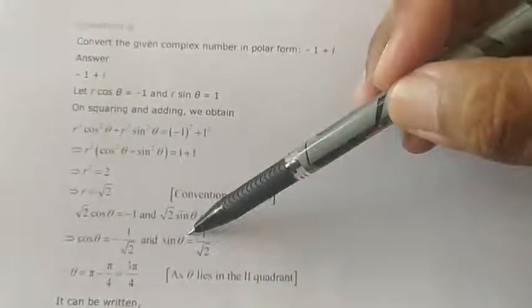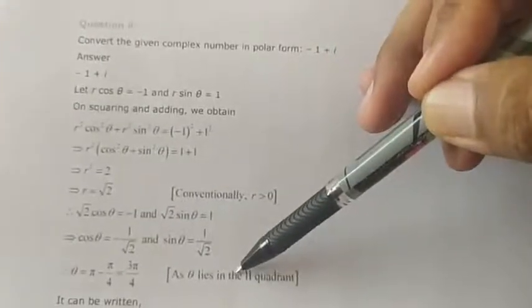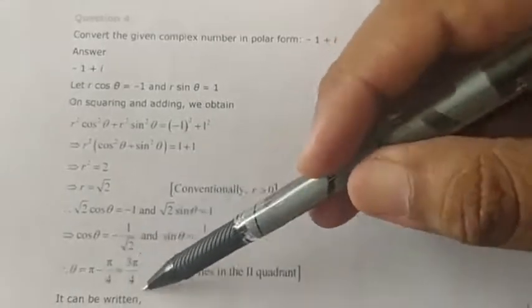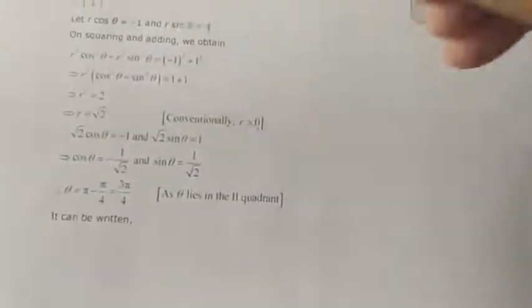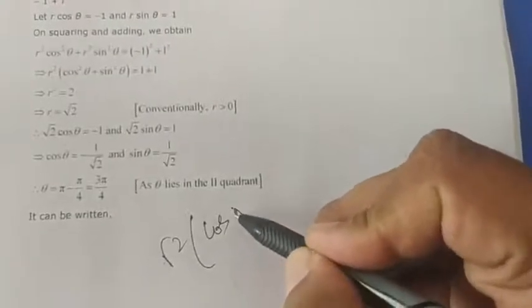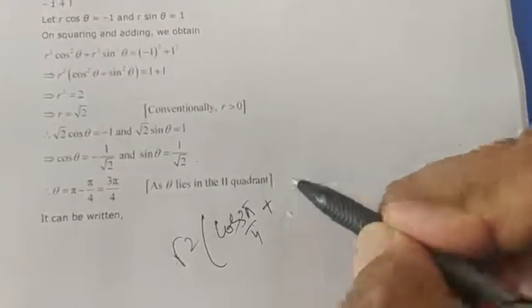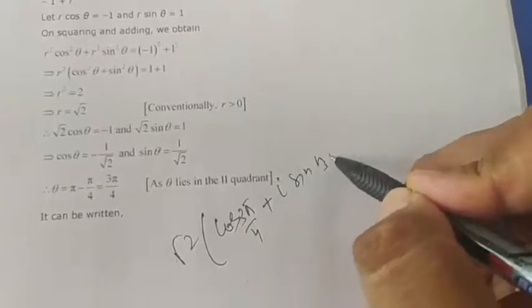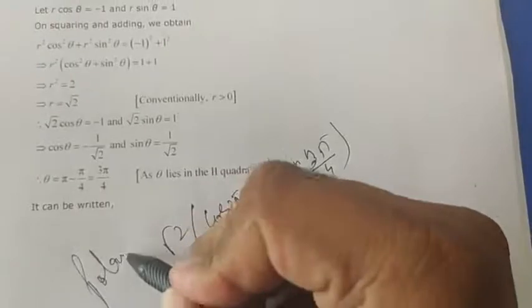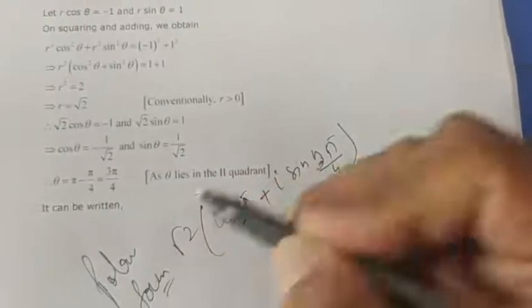Cos negative, sin positive, that will lie in the second quadrant. For the second quadrant, you will take the argument as pi minus theta. So theta will be pi by 4. So pi minus pi by 4, 3 pi by 4. So the value will be root 2 common, cos 3 pi by 4 plus iota sin 3 pi by 4. That's the polar form of the given complex number.